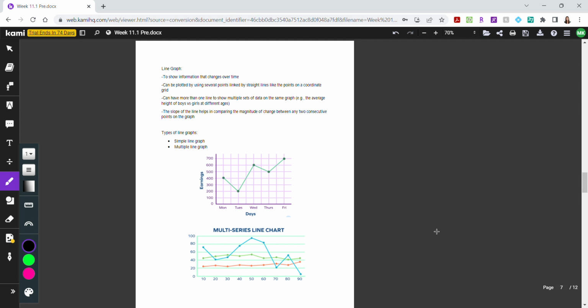And the slope of the line helps in comparing the magnitude of change between any 2 consecutive points on the graph. So again, between this point and this point, I know it's going to be a negative magnitude because it's going to be a negative slope. And then from here to here, it's going to be a positive magnitude of change. Alright, so that kind of stuff. Now we have 2 types of line graphs: a simple line graph, which is just 1 line, and a multiple line graph where you have multiple lines in a graph.